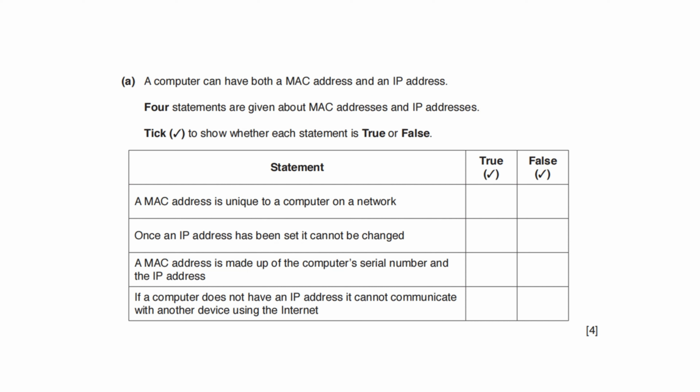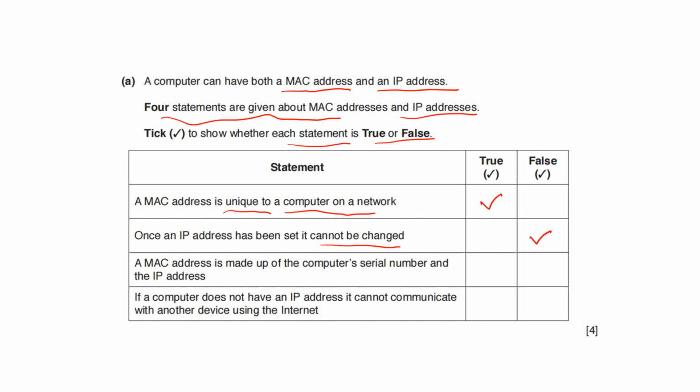A computer can have both a MAC address and an IP address. Four statements are given about MAC addresses and IP addresses. Tick to show whether each statement is true or false. The first statement is "A MAC address is unique to a computer on a network." That is true. A MAC address is always unique. Next one is "Once an IP address has been set, it cannot be changed." That is false. We can change the IP address, because we have two types of IP addresses, right? The first one is the static IP address, the other is called the dynamic IP address. In the case of a dynamic IP address, it changes every time you connect to the network.